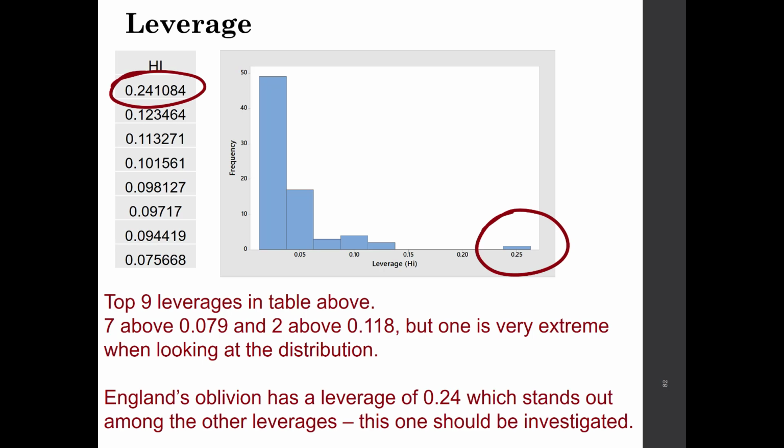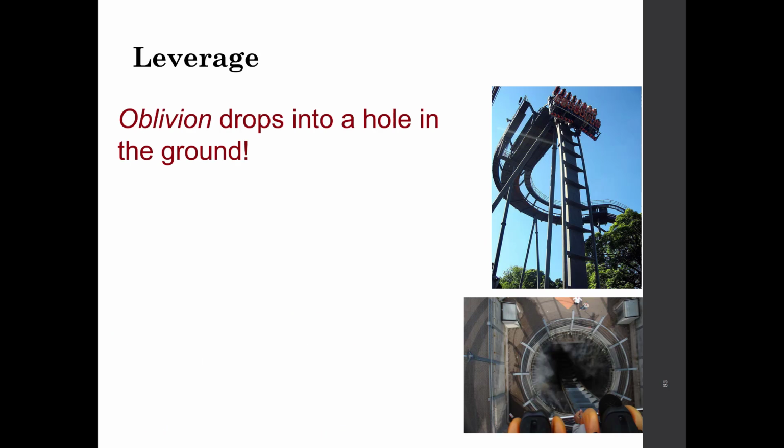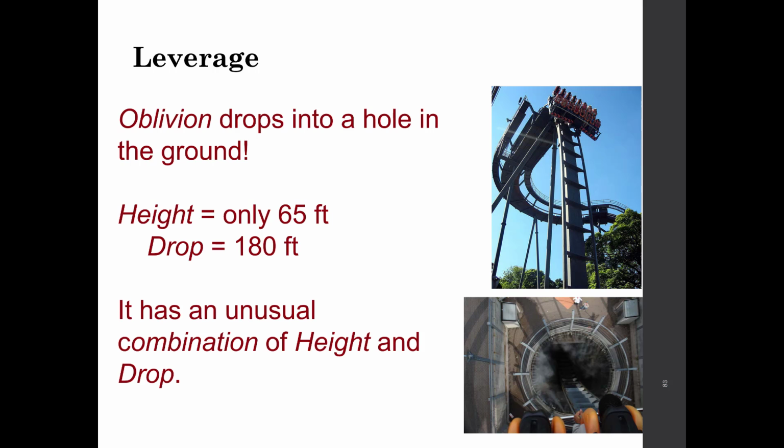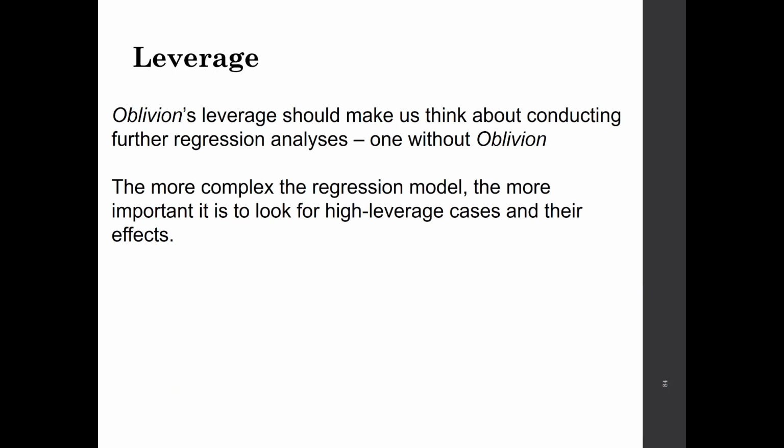It turns out this is England's Oblivion, and it stands out among the other leverages, so we need to investigate this. It turns out that Oblivion drops into a hole in the ground. I've included some pictures that I found on the internet of Oblivion. The height for Oblivion is only 65 feet, and the drop is actually further than the height. Since it drops into the ground, it's 180 feet. So it has high leverage. It has an unusual combination of the predictor variables height and drop. So Oblivion's leverage should make us think about conducting further regression analyses, one without Oblivion.